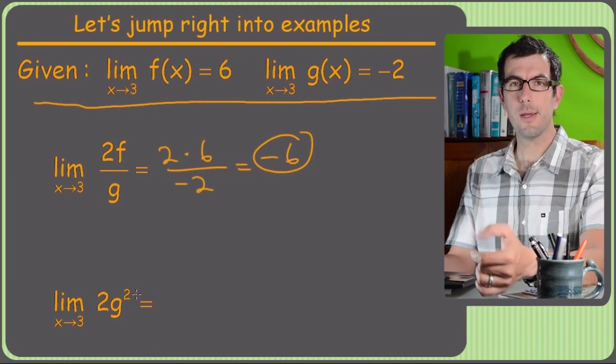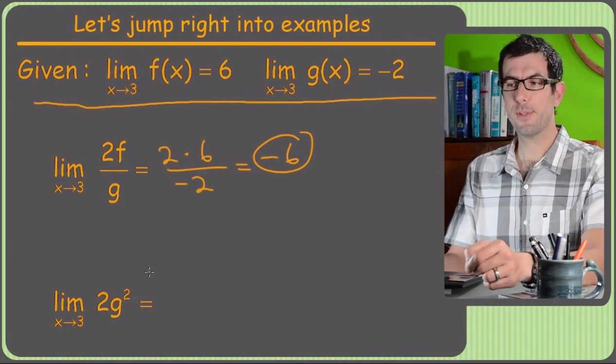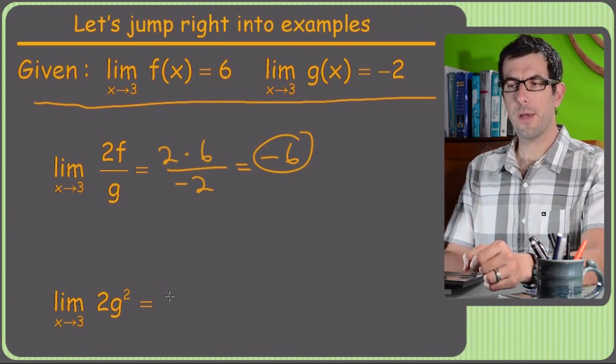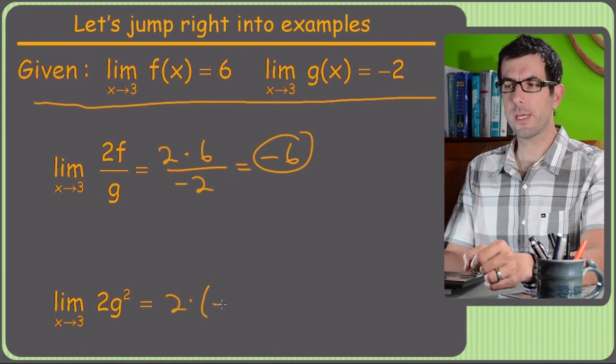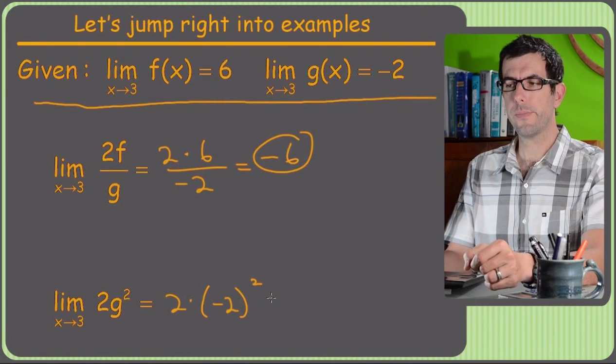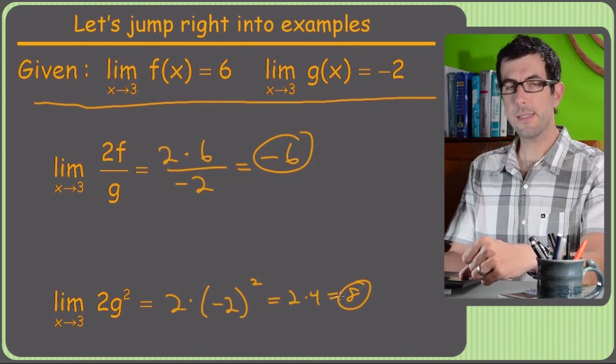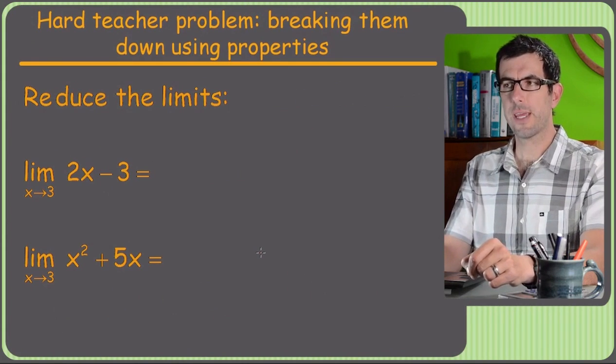And 2g squared, gee, what a shock. There's a rule for exponents also. So all we have to do is 2 times, and now keep in mind, the squared only applies to the g. There's no parentheses around 2g, so it's 2 times whatever g is, which is negative 2, squared. So that's going to be 2 times 4, which equals 8. Easy peasy, right? And just for kicks, we'll break these puppies out.